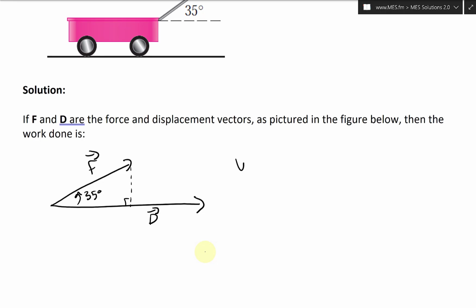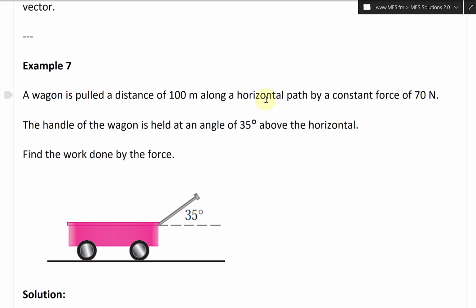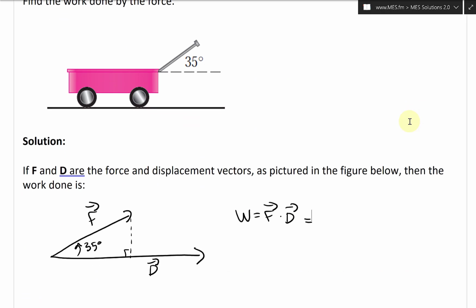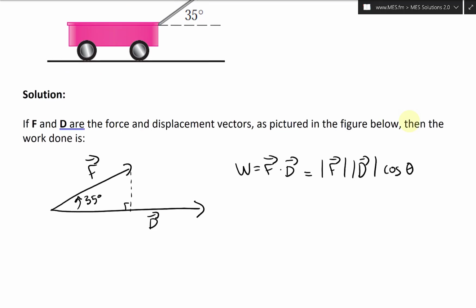So we get work equals, well, just a dot product, F times D, but we're given the angle, so we know the angle. We know the magnitudes of both. It goes 100 meters, and the constant force is 70 newtons. So this is going to be the magnitude of the force times the distance traveled, or the displacement, and then cosine of the angle, cosine theta. And then we'll put in all of our figures.